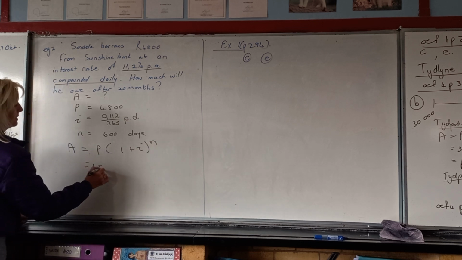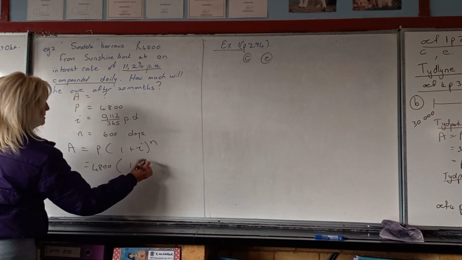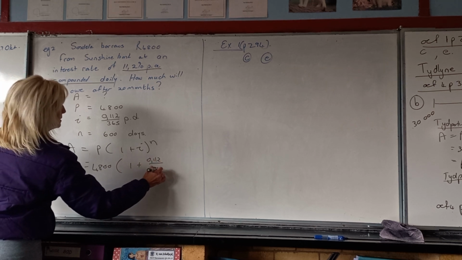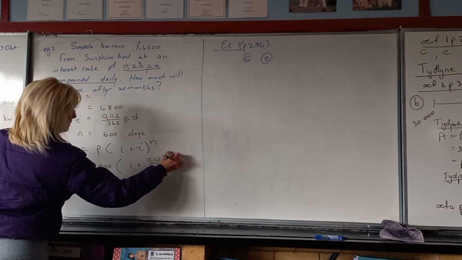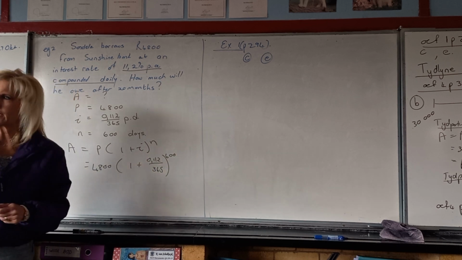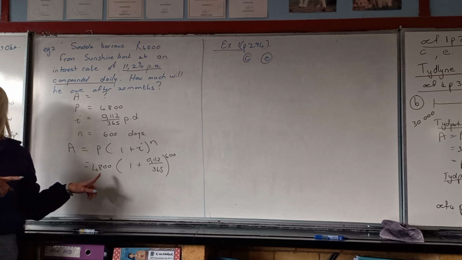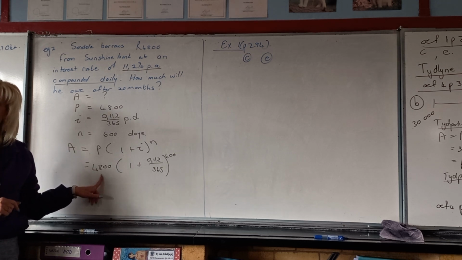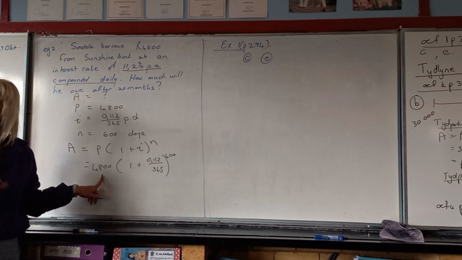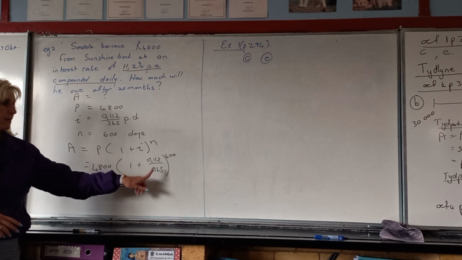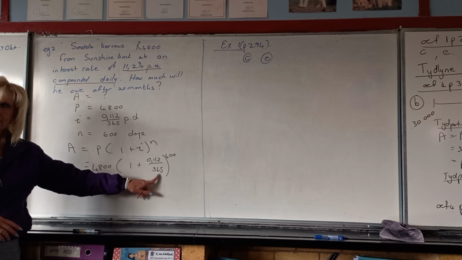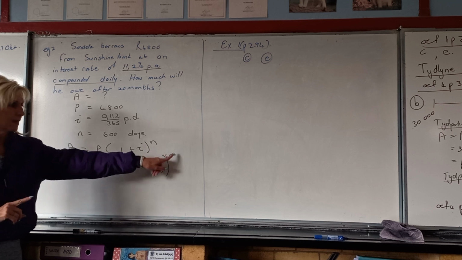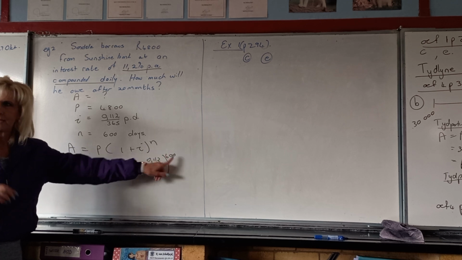is going to be the 4,800 times (1 plus 0.112 over 365) to the power 600. Let's forget about the sum for 1 second and recap. If you look at this sum, what must you know? The amount in question is 4,800, whether it was invested or borrowed or what. The interest rate was per day. And that was the amount of days.